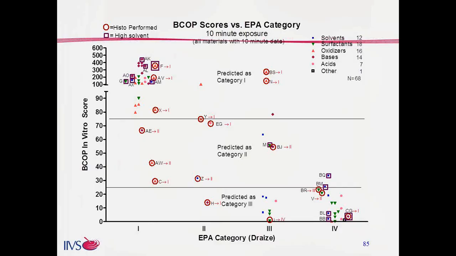In a similar fashion, the bottom-up approach was that if those latter two assay systems suggested a severe irritant, then we could appropriately label using the BCOP assay, whether the materials were EPA category 1s or 2s, where we actually have quite nice predictions and a relatively low likelihood of under predictions using that assay system.